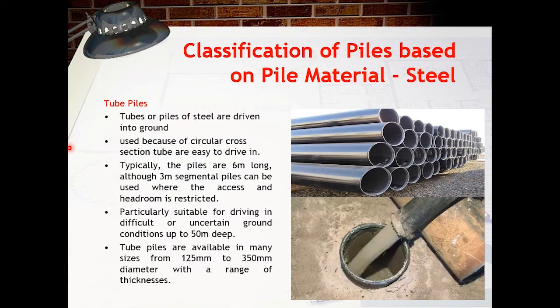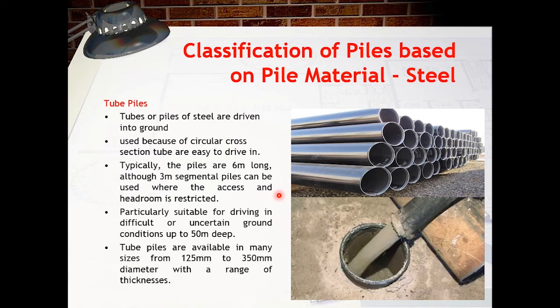Next type of steel pile, we have tube piles. Tube piles of steel are driven into ground. It is used because of the circular cross-section. Tubes are easy to be driven in. Typically, the piles are 6 meters long, although 3 meter segmental pile can be used where the access and the headroom is restricted. Jadi kalau headroom tak cukup, kita boleh pakai yang lebih pendek punya segmental tube piles.